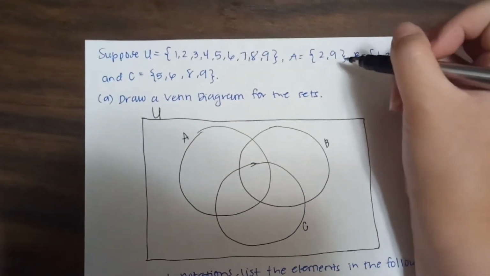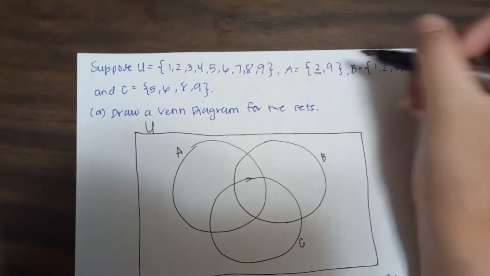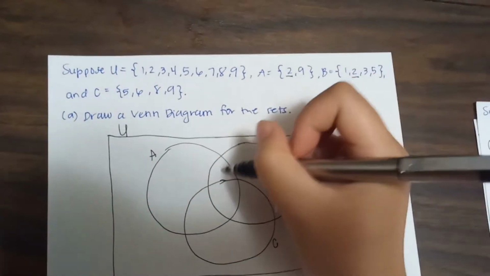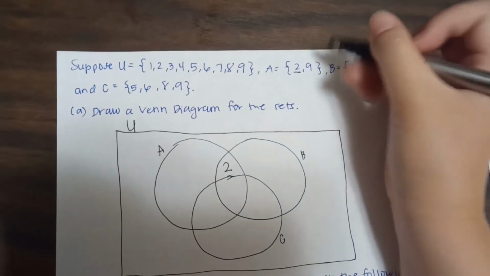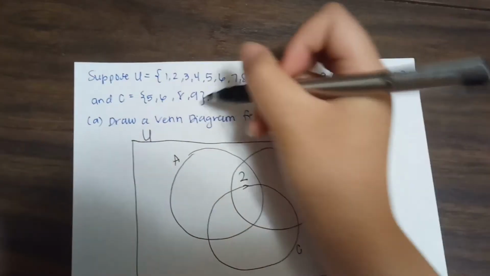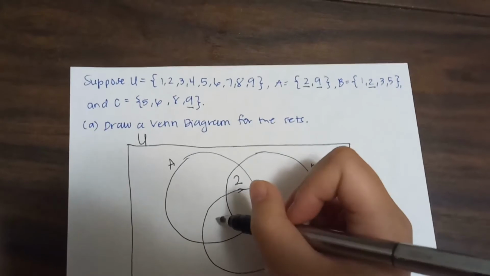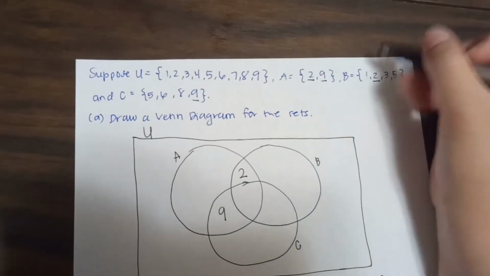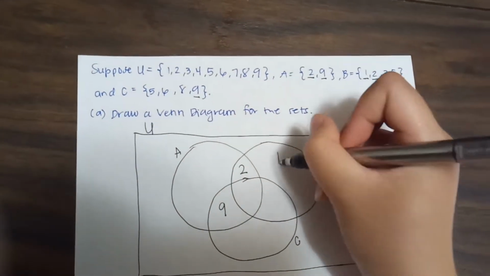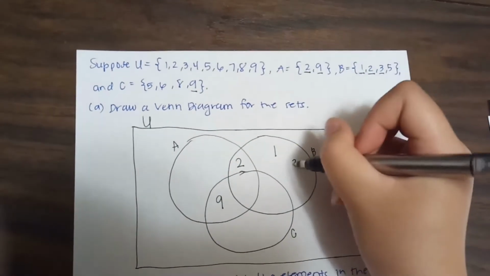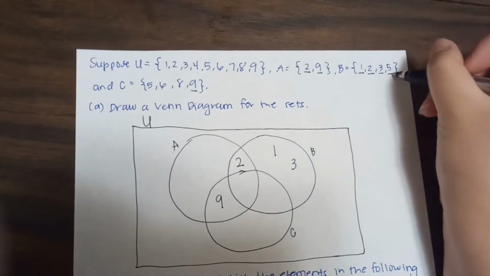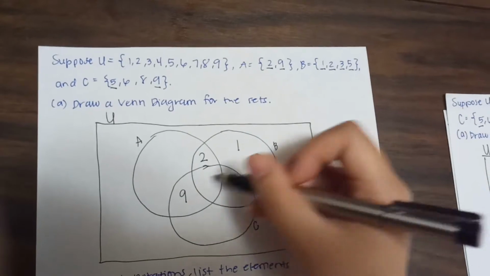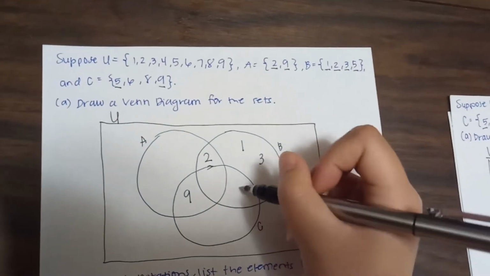We start off by looking at our set A, which has a 2, which is also present in our B set, so it will go in this area. Next we have 9. It is also present in C, and it will go in this overlapping area of A and C. Next we have 1, which is only in B, 3, which is also only in B, then we have 5. 5 is also present in C, so it goes in the overlapping area of B and C.